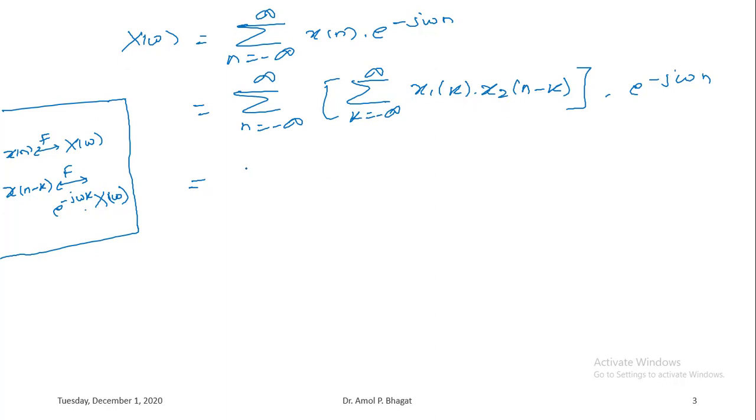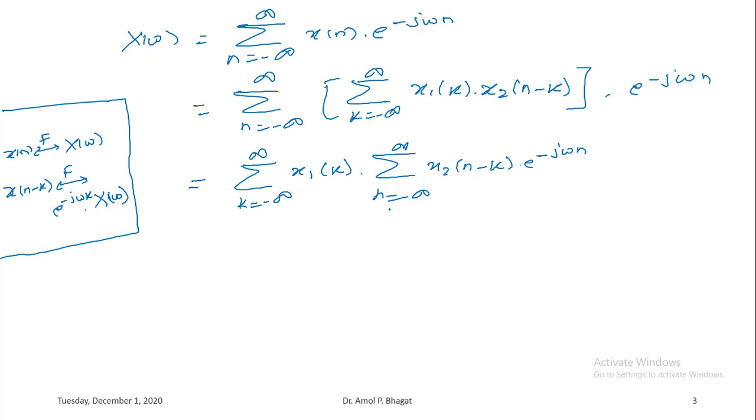So as per this time shifting property, we can simply write down this equation as, I can take this summation k is equals to minus infinity to infinity x1 of k outside this summation, that is n is equals to minus infinity to infinity x2 of n minus k into e to the power minus j omega n. Okay, so this is nothing but the Fourier transform formula for x2 of n minus k.